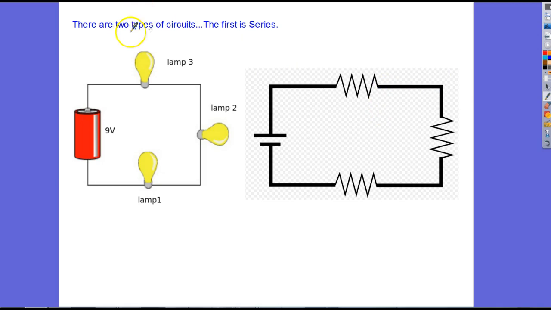There are two types of circuits. The first is a series circuit, and this is a series circuit. You can tell because if I leave that battery and I go all the way around the circuit, I never have an option. There's a single path.